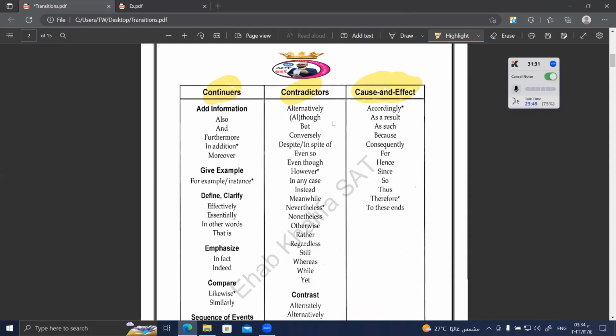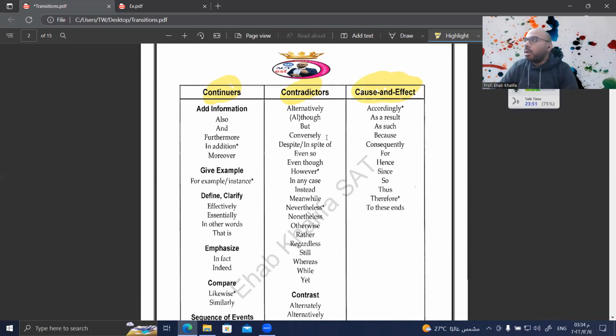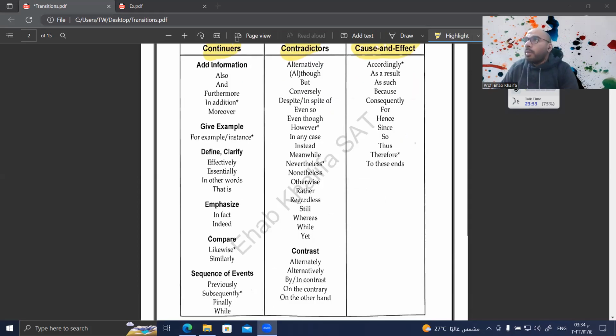Well, as for the contradictors, Muhammad Ansam, did we explain that before? No, we didn't. Okay.